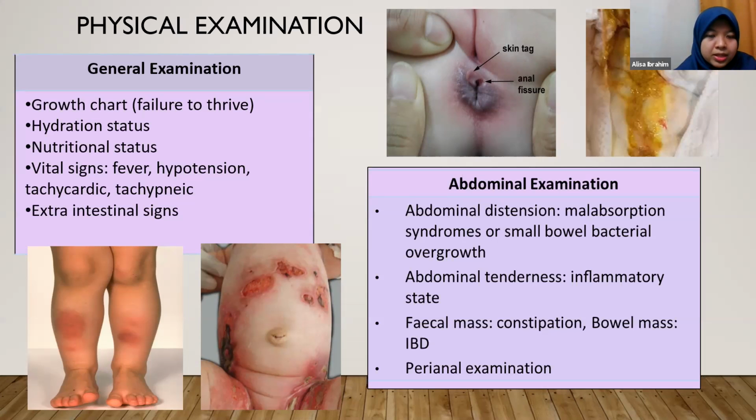For the abdominal examination, we need to look for any abdominal distension, which can occur due to malabsorption syndrome or small bowel bacterial overgrowth. We also need to assess any abdominal tenderness to look for inflammation, any fecal mass due to constipation, or any bowel mass due to inflammatory bowel disease. We also need to do the perianal examination to look for skin tags or any anal fissure. And we can also look at the stool itself. Is there any presence of blood in the stool?